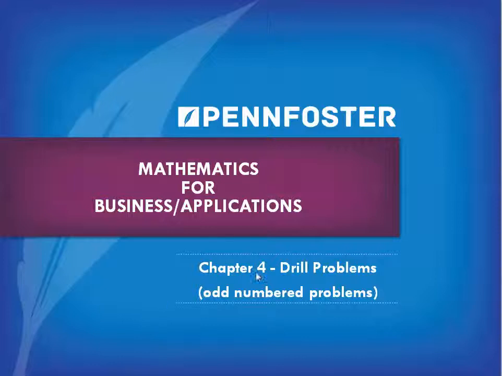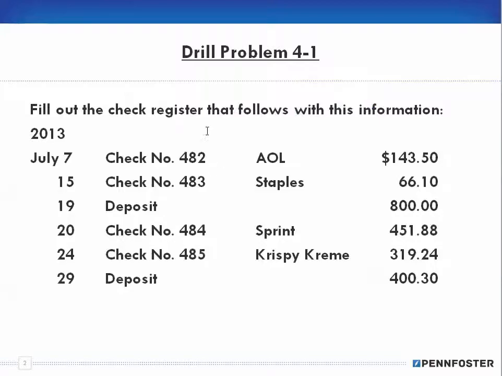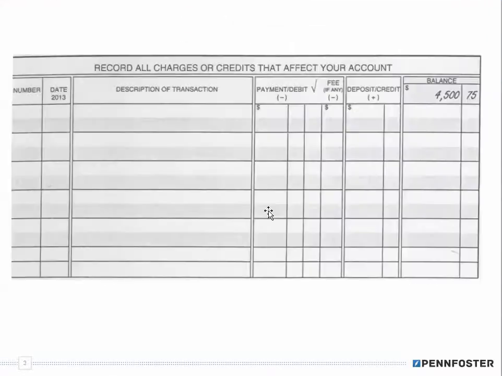All right, we're working on the Chapter 4 drill problems, the odd-numbered problems that were assigned as part of your lesson material, so let's move on to it. Okay, drill problem 4-1. It says, fill out the check register that follows with this information. So you see all of this information here. It's in your textbook, so just keep looking at your textbook because I don't really want to be flipping back and forth in order to fill out the check register. If you're looking at the information in the textbook, you'll be able to understand what's going on here.